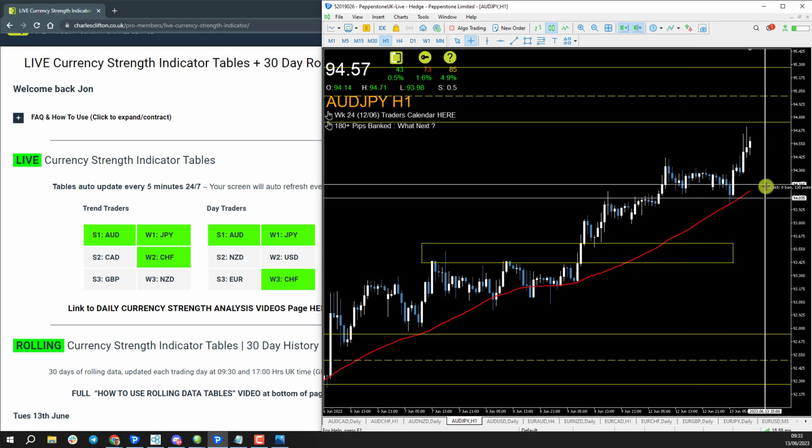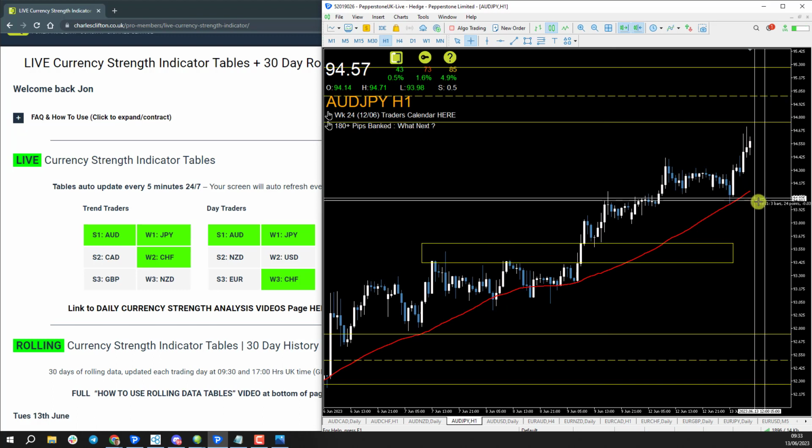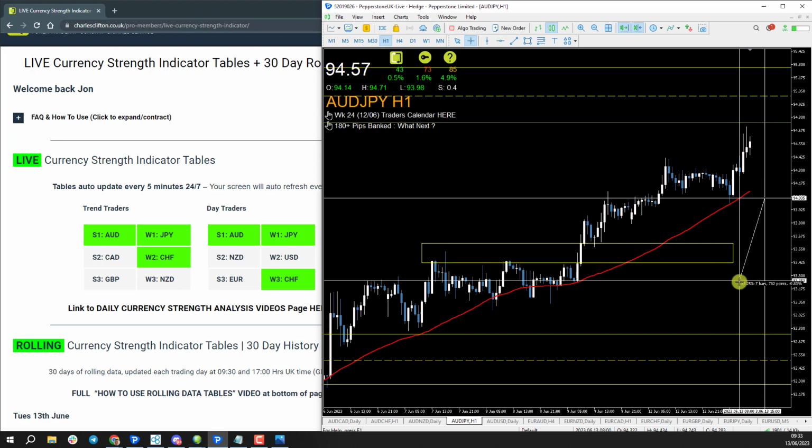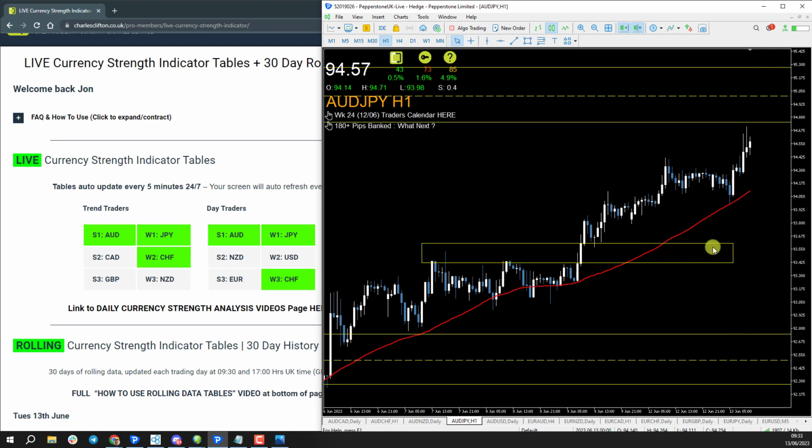So if price does pull back, I'm looking for a bit of a deeper retracement. So 94 still gives us the opportunity to have 100 pips to 95, and we have an 85 pip stop loss, which brings us right down below these lows here. So still gives us that positive risk reward ratio there. However, obviously it's starting to get a lot tighter now because of price heading towards that key resistance level.